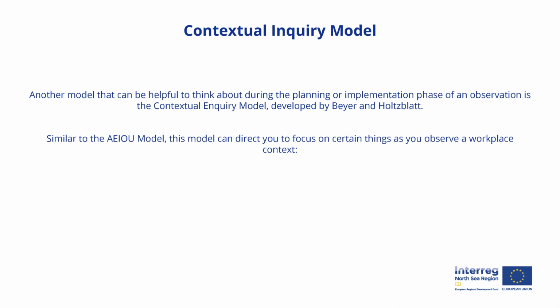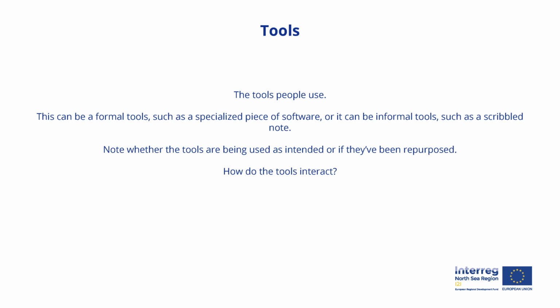So there's another model, fairly similar in principle to the AEIOU, but from the design world, known as the contextual inquiry model. So again, just another framework that potentially is of interest when we're thinking about how we can structure our approach to the observation and what sort of things we might want to be paying attention to when we're in a particular neighborhood. And the first factor, and it relates a little to what we've already discussed in the contextual analysis, is a focus on the tools that people use.